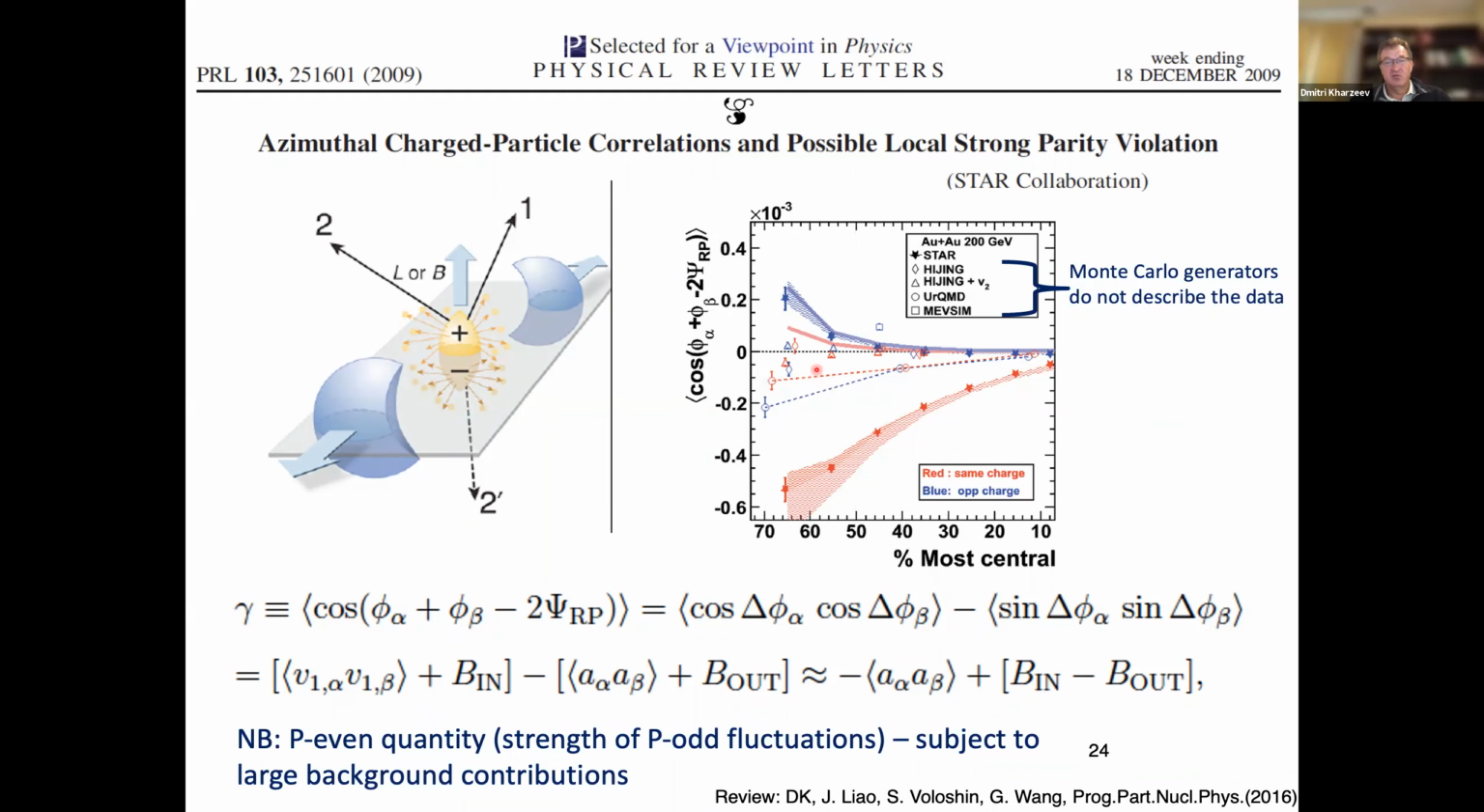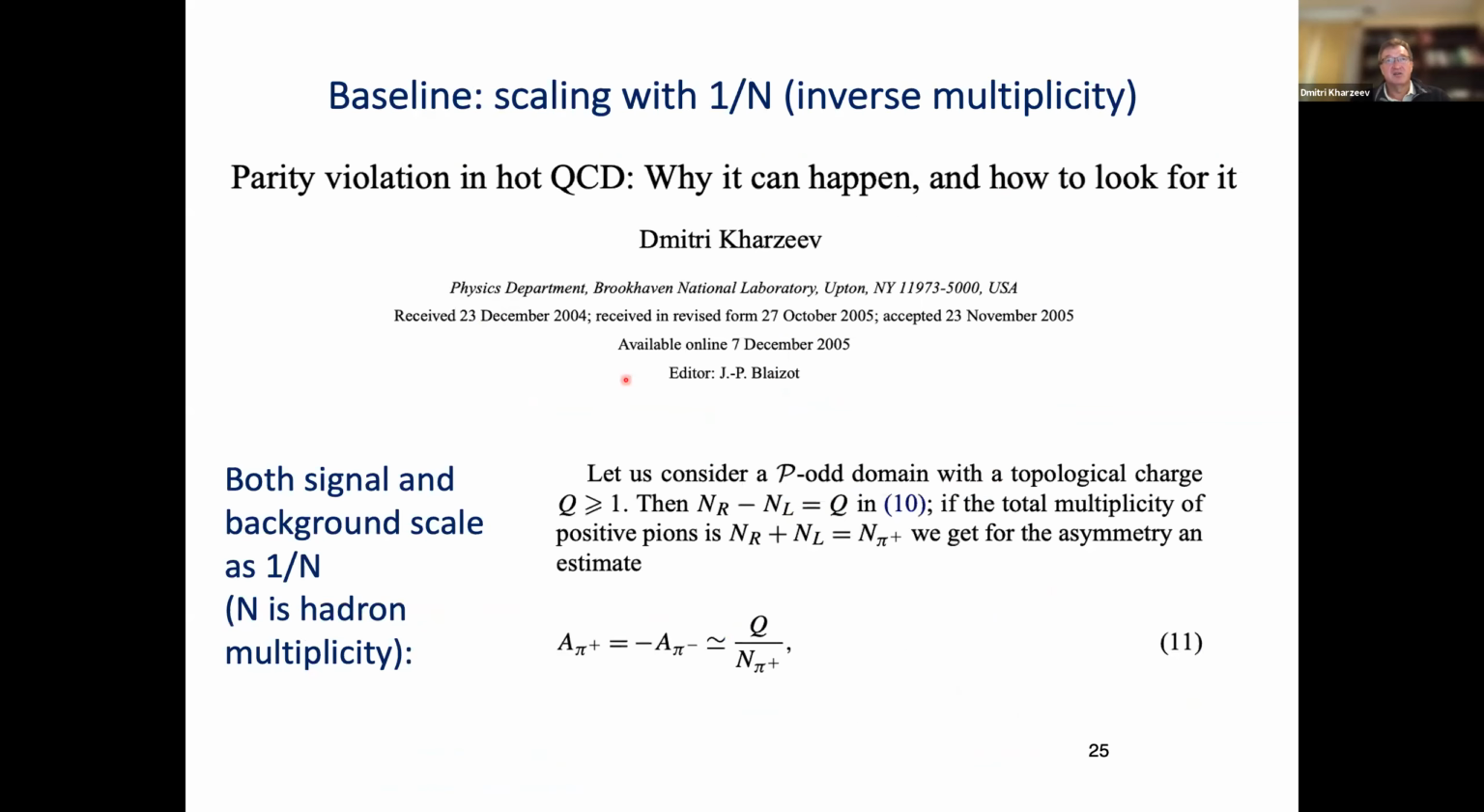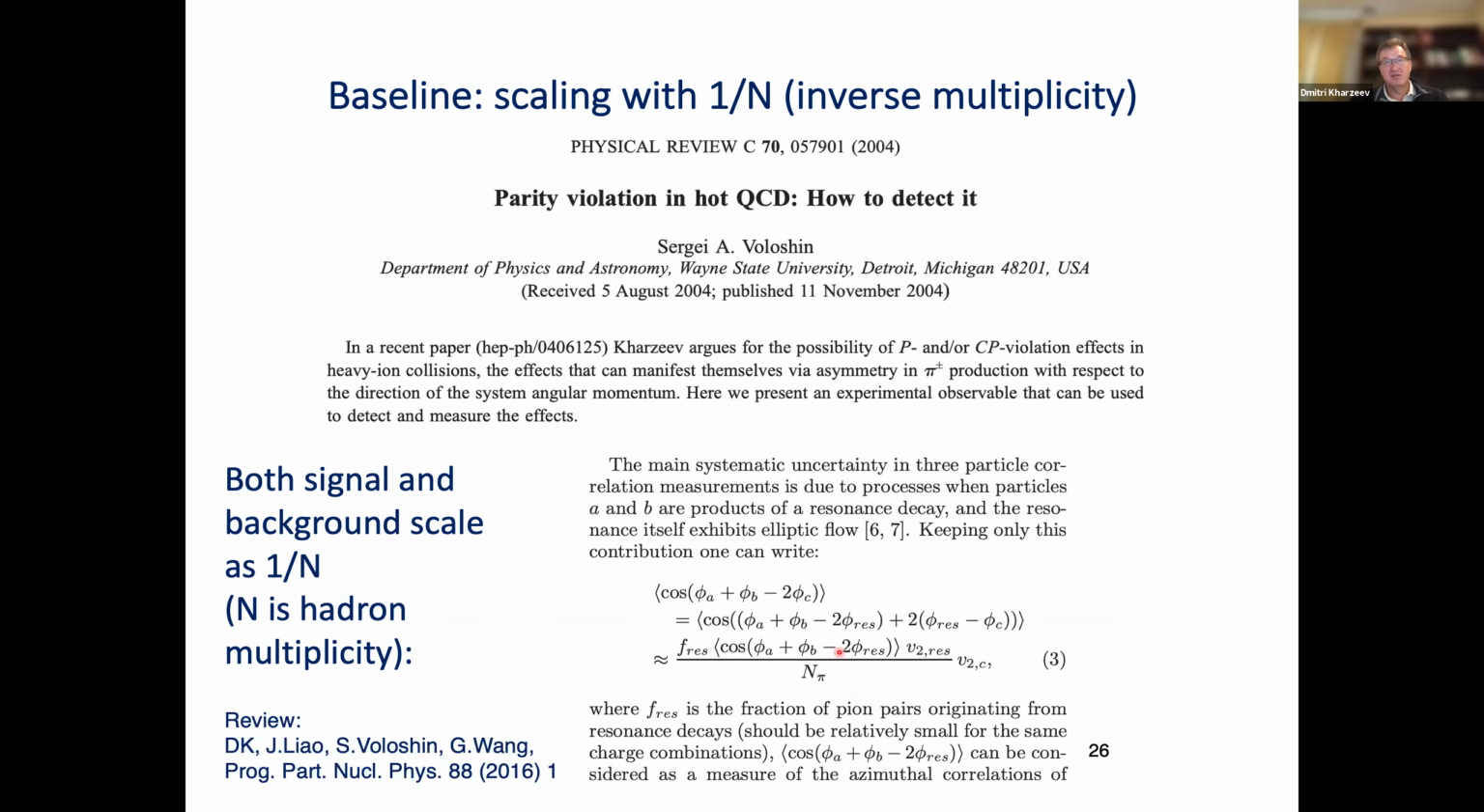So now, before we go to isobars, I would like to emphasize one thing, which again was understood already in the first paper: both signal and background in these observables scale as inverse multiplicity. This I just copied from my paper from 2004. There is a clear scaling of the signal with 1 over hadron multiplicity. And there is a similar formula in Sergei's paper. So everyone from the very beginning understood that all of these observables will exhibit this 1 over multiplicity scaling.